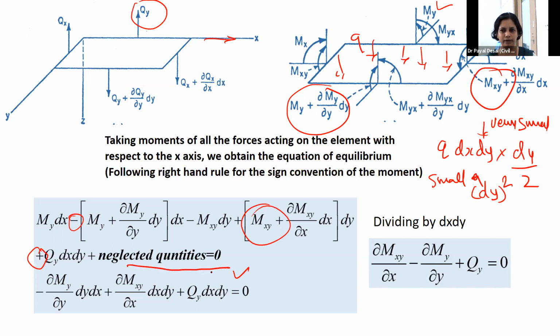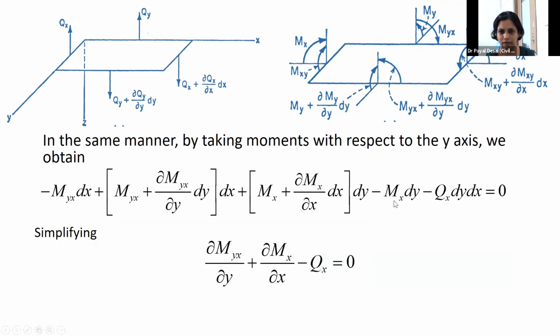So loading moments will not be considered, because the dominant quantities which will be considered under the equilibrium of the plate will be these moments, that is my, mxy, mx, and also qx and qy. So the second moment equation we are getting.